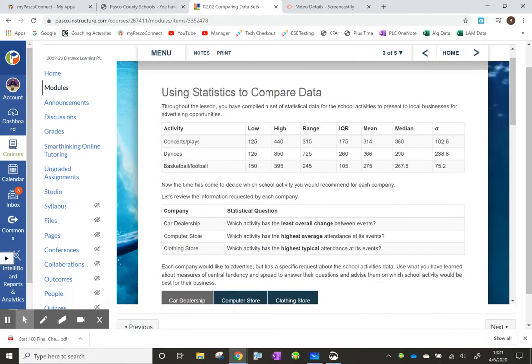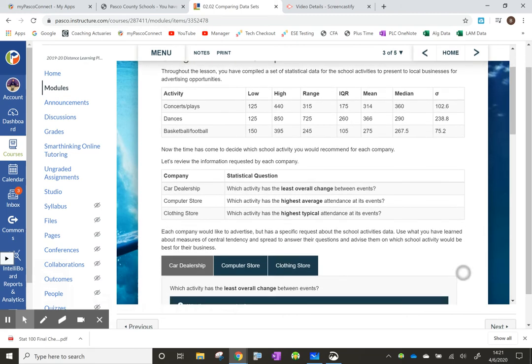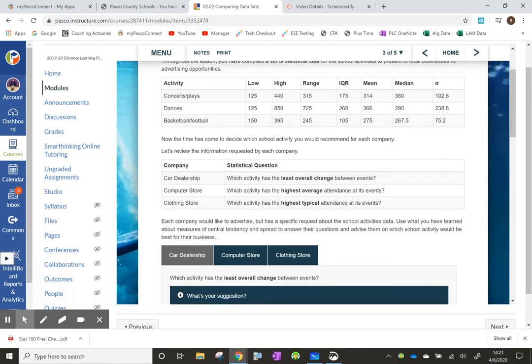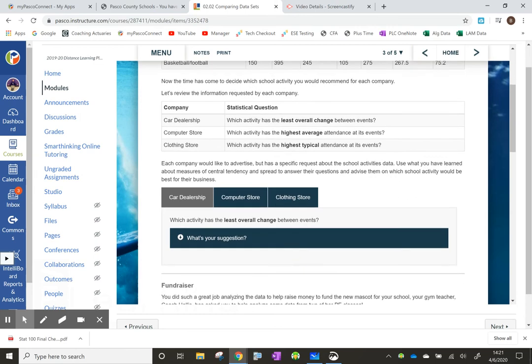Okay, using statistics to compare data. So throughout the lesson, you have compiled a set of statistical data for the school activities to present to local businesses for advertising opportunities. So again, we've got all the information we found earlier about concerts, plays, dances, basketball, and football games. We've also listed on here the standard deviation at the very end. So now time has come to decide which school activity you would recommend for each company. Let's review the information requested by each company.